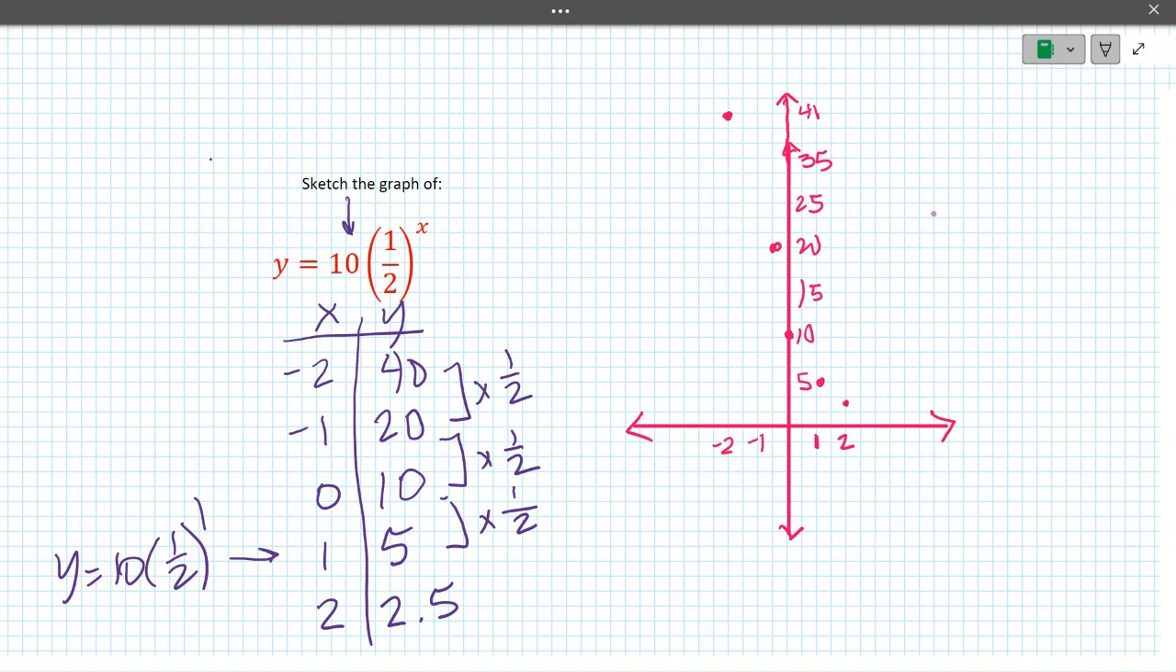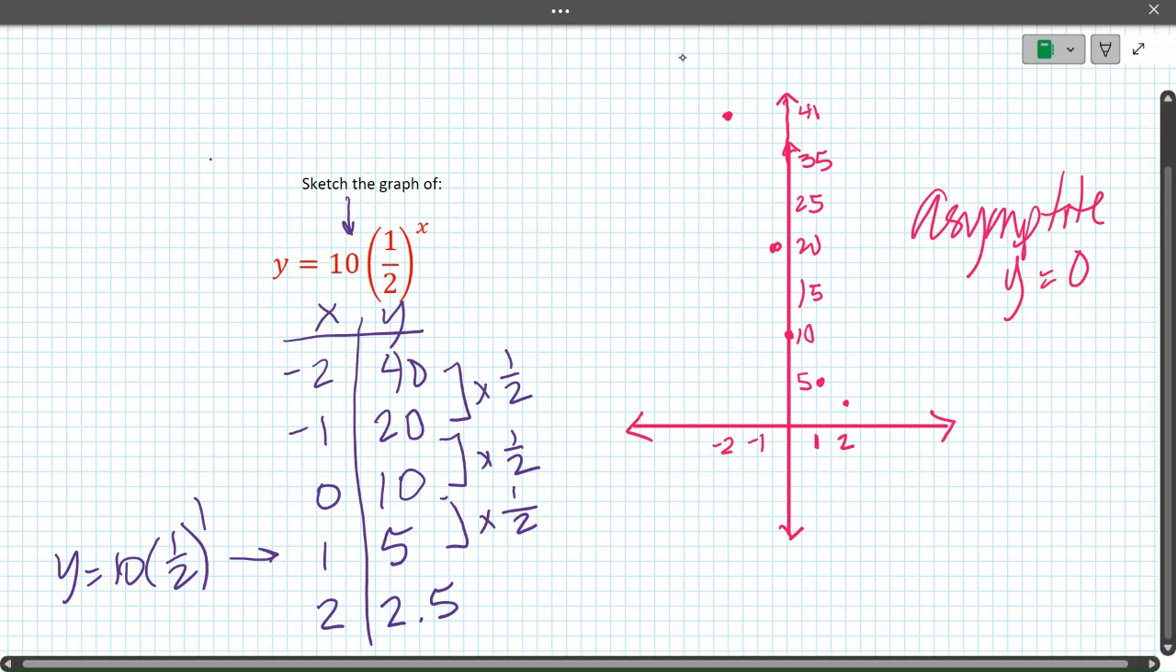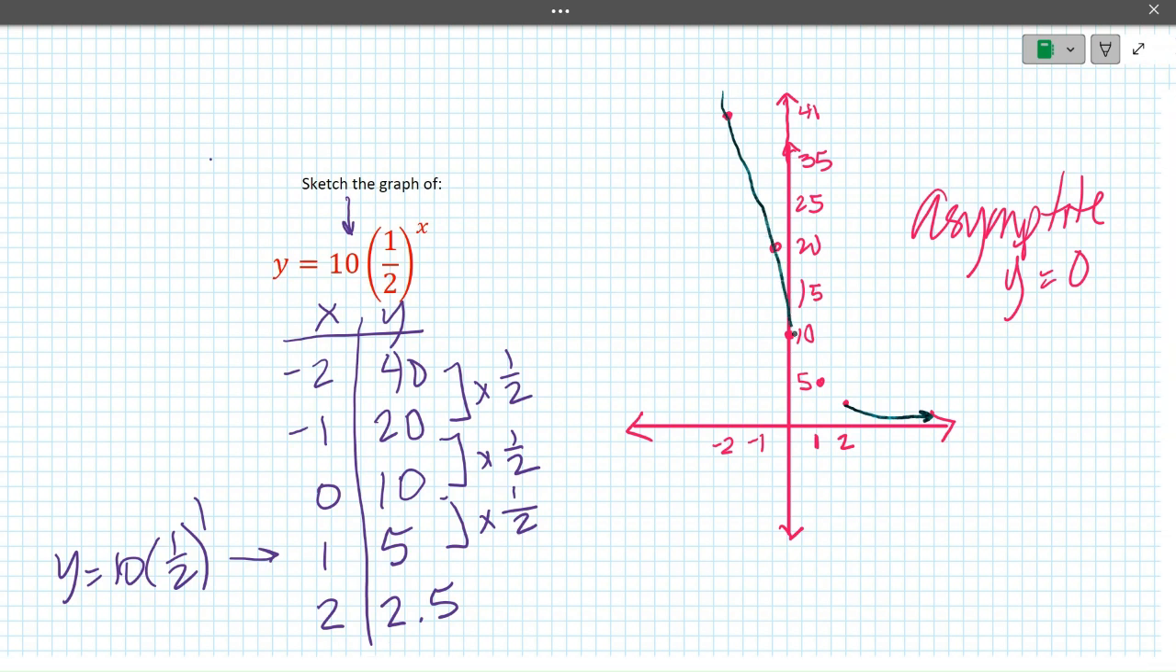Okay, we know our asymptote is still y equals 0. So we're going to have our graph, and it is going to basically do this. It's going to get really close to the x-axis, and our curve passes through all those points. Okay, and that is our curve. This is a decay curve because our base is between 0 and 1, non-inclusive. So our exponential function is decreasing or decaying.